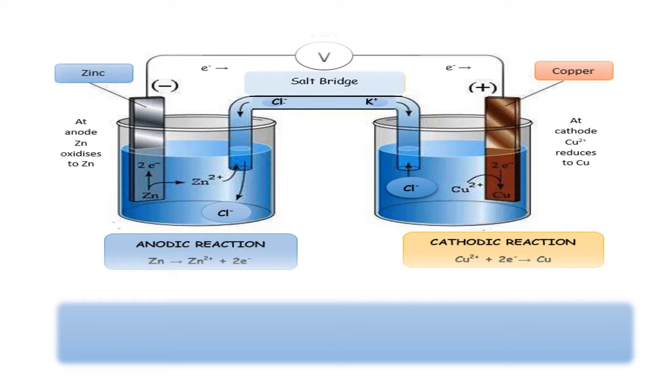The anodic reaction is basically an oxidation reaction. The zinc is converted to Zn2+, that is, the oxidation state increases, or it loses electrons. At the cathode, Cu2+ becomes Cu, that is, the oxidation state is decreased, which means reduction takes place. Reduction can also be said as acceptance of electrons.